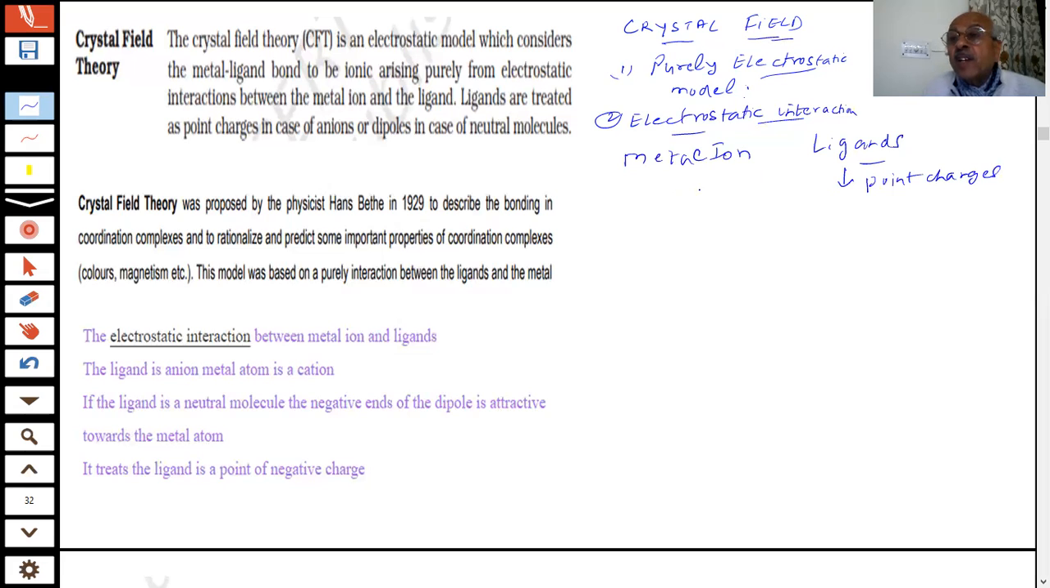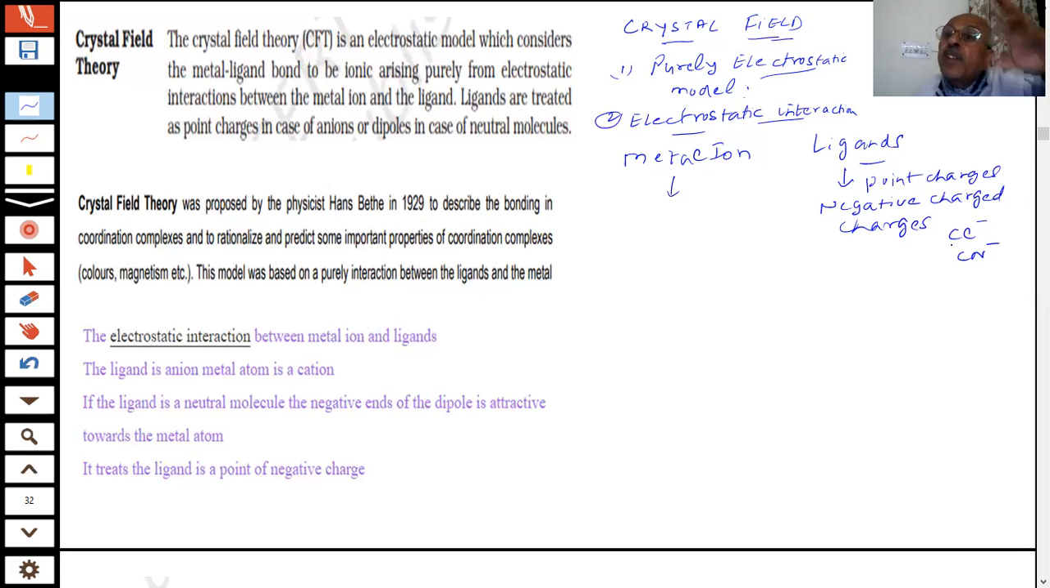The metal ion has a positive charge, M3+, M2+. So there is a positive charge on the metal ion, and there is a negative charge on the ligands. If the ligands are negatively charged, there is no problem. If I say Cl minus, there is a negative charge on it, which is clear. So they can act as point negative charges.